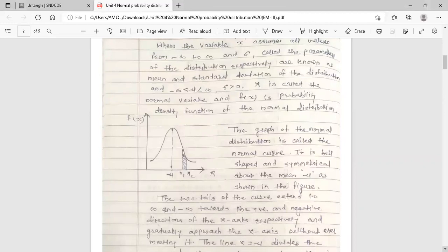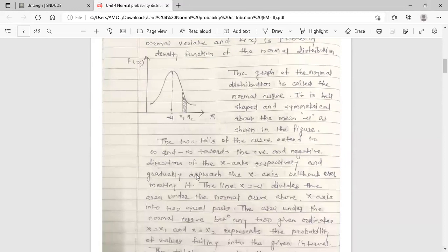The graph of the normal distribution is called the normal curve. It is bell-shaped and symmetrical about the mean mu, as shown in this figure. The two tails of the curve extend to infinity and do not touch the x-axis. They extend to plus infinity and minus infinity, towards the positive and negative directions of the x-axis respectively, and gradually approach the x-axis without ever meeting it.